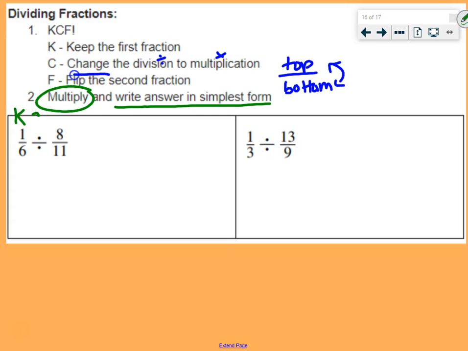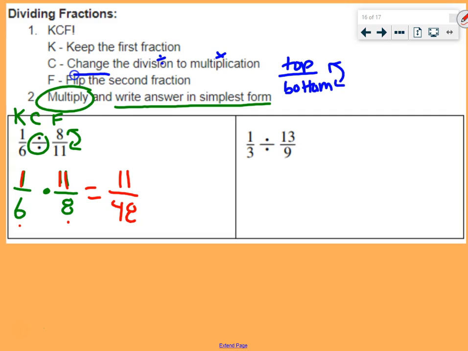So keep, change, flip. Keep the first fraction, 1/6. Change the division to multiplication. Flip the last fraction, so we flip it around to 11 over 8. And now we just multiply. 1 times 11 equals 11. 6 times 8 equals 48. 11 is a prime number, and 48 is not a multiple of 11, excuse me. So that's our final answer.